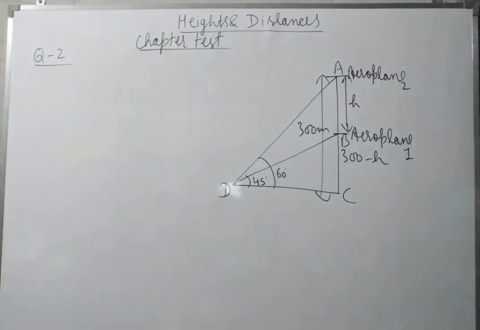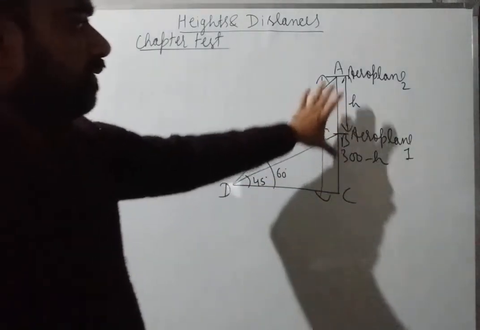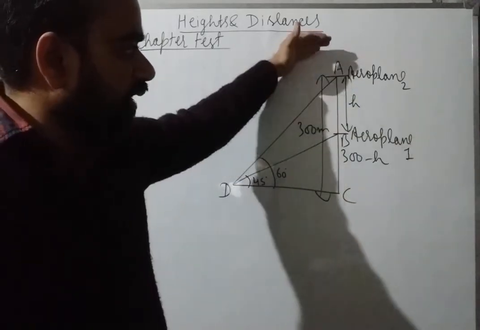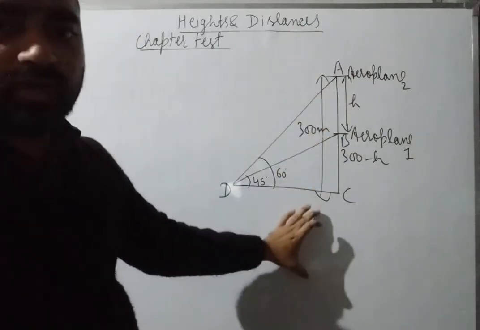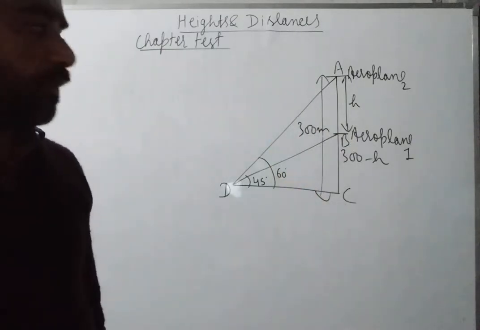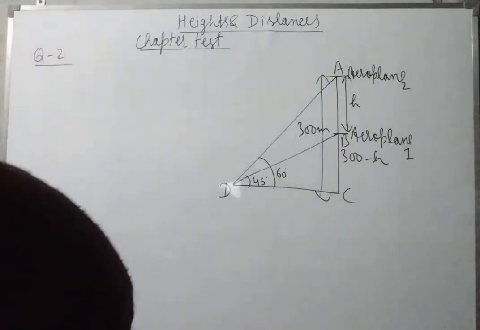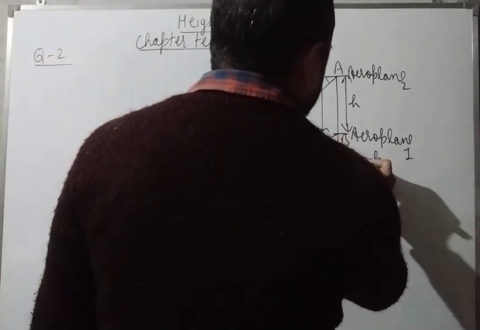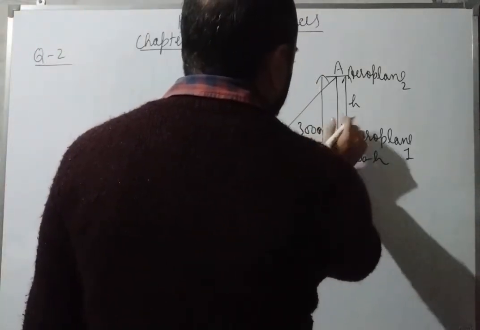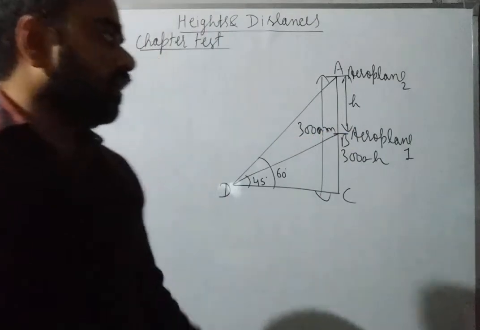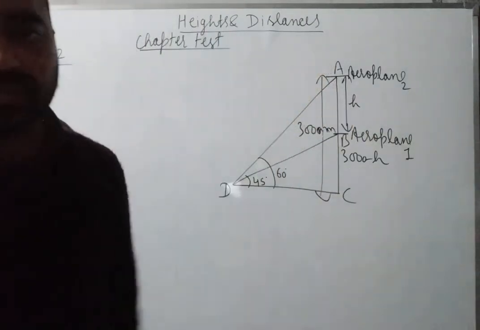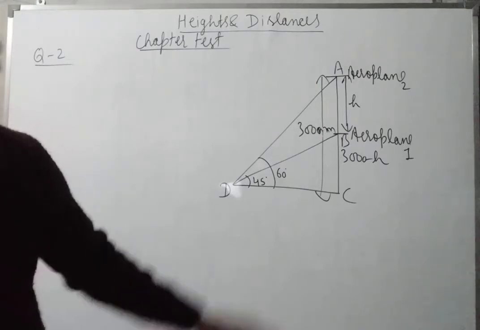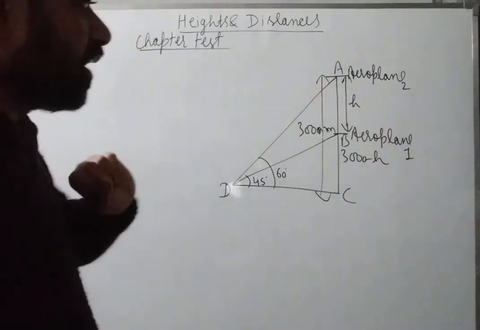Clear? In question number 2, an aeroplane passes vertically above another aeroplane, and what is the height of the aeroplane? 3000 meter. Okay. So this is given. So we have to find the vertical distance, vertical height between the two planes. This we have to find, vertical distance. So we are having two triangles.